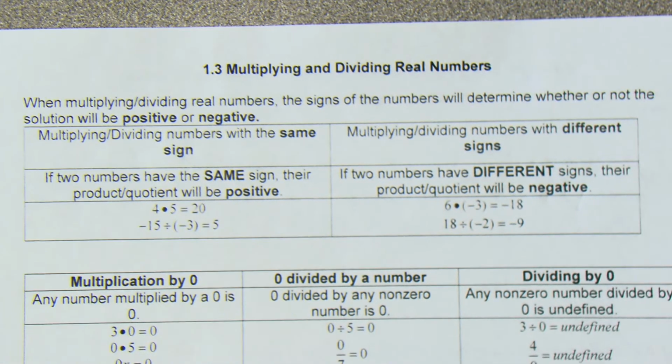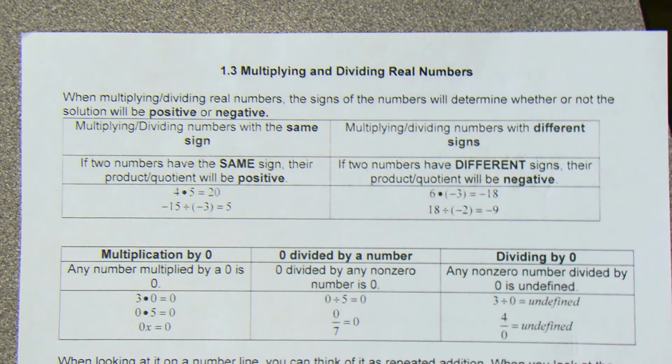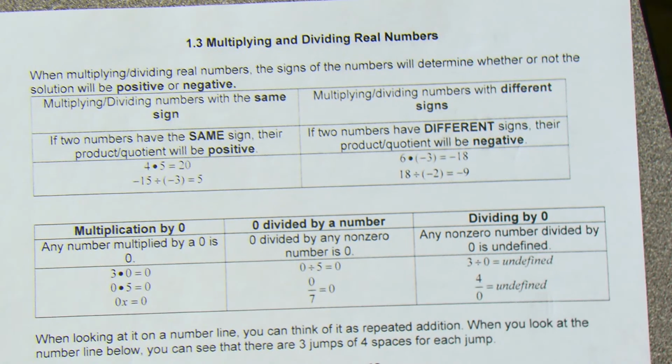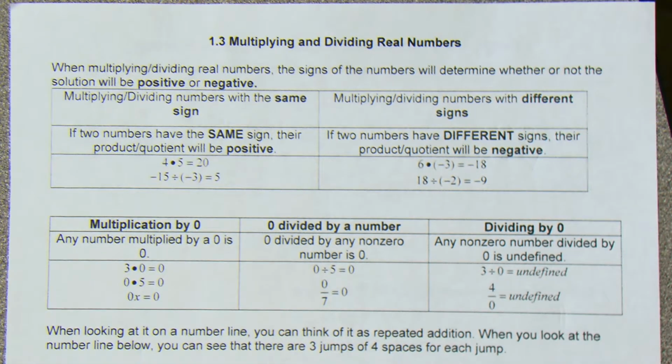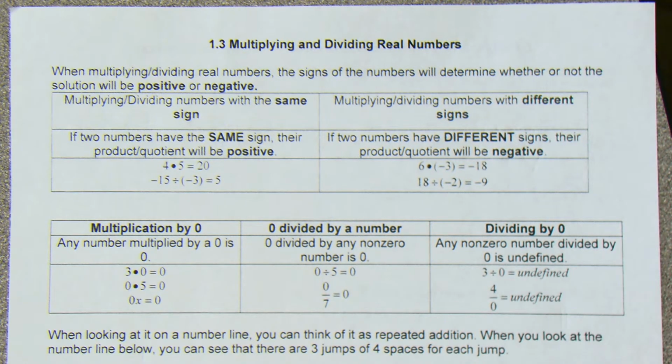This is going to be the video for lesson 1.3, multiplying and dividing real numbers. So remember, real numbers are any numbers that can be represented on a number line. They can be fractions, they can be whole numbers, they can be positive, they can be negative. Basically, any number that can be represented on a number line is a real number.